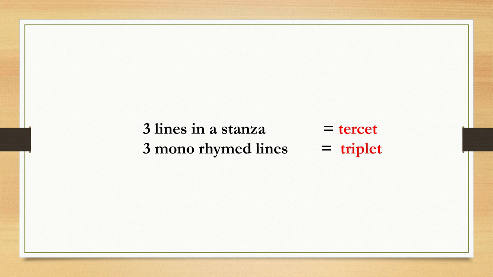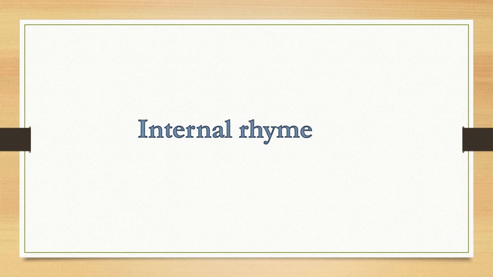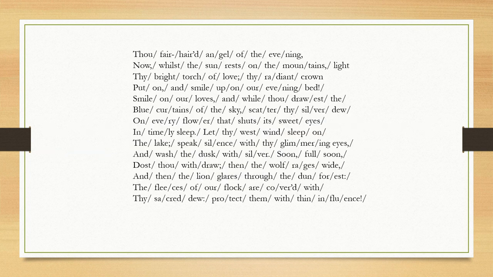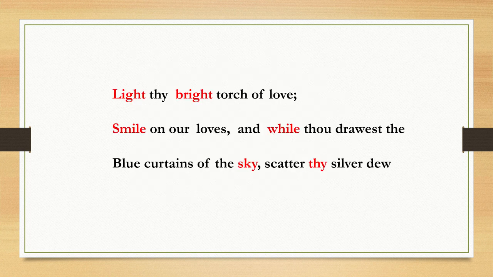So if three lines have the same rhyming pattern, we call it a triplet. And also, in To the Evening Star, the rhyming pattern is not regular, but we can see some internal rhymings, where rhyming occurs within a line. Light, die, bright: light and bright are rhymed; smile, while are rhymed; sky, die are rhymed. These are called internal rhyming.